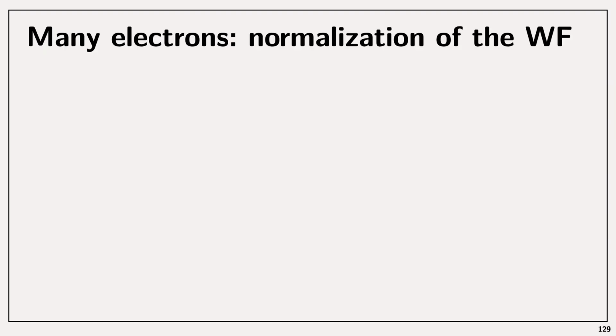Okay, now for 1 and 2 electrons, we need to make sure that the wave function is normalized, simply because we want to make sure that the total probability of finding an electron anywhere in space is indeed 1. So that's something that's quite obvious from a physical perspective. But mathematically, we have to impose that.